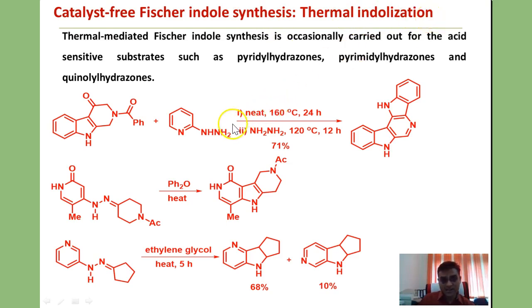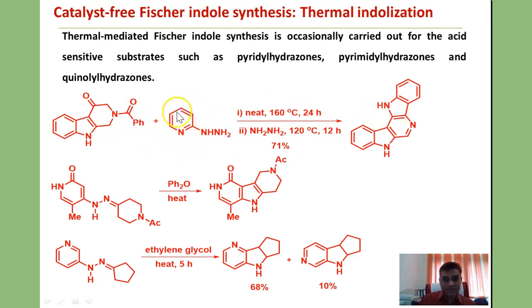Now there are certain substrates like this 2-pyridyl hydrazone derivative, or pyrimidine hydrazone, or quinolyl hydrazone. These are acid-sensitive substrates, because they will be protonated at the nitrogen, and as a result one cannot employ acid catalysis here. And it is observed that even though we do not employ an acid catalyst, the reaction is successful.